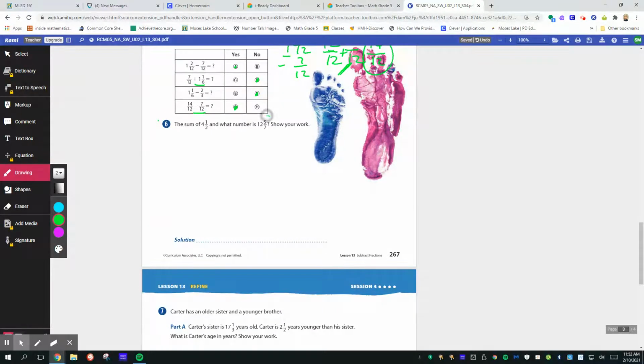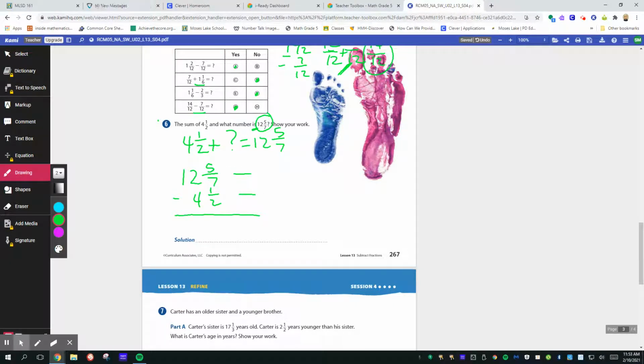So 12 and 5 sevenths is our big number because when we say the sum, we say that 4 and 1/2 plus what number is equal, means equal to 12 and 5 sevenths. So to find it out, we're going to take our 12 and 5 sevenths and we're going to subtract 4 and 1/2. Okay, so what's our common denominator with 7 and 2?